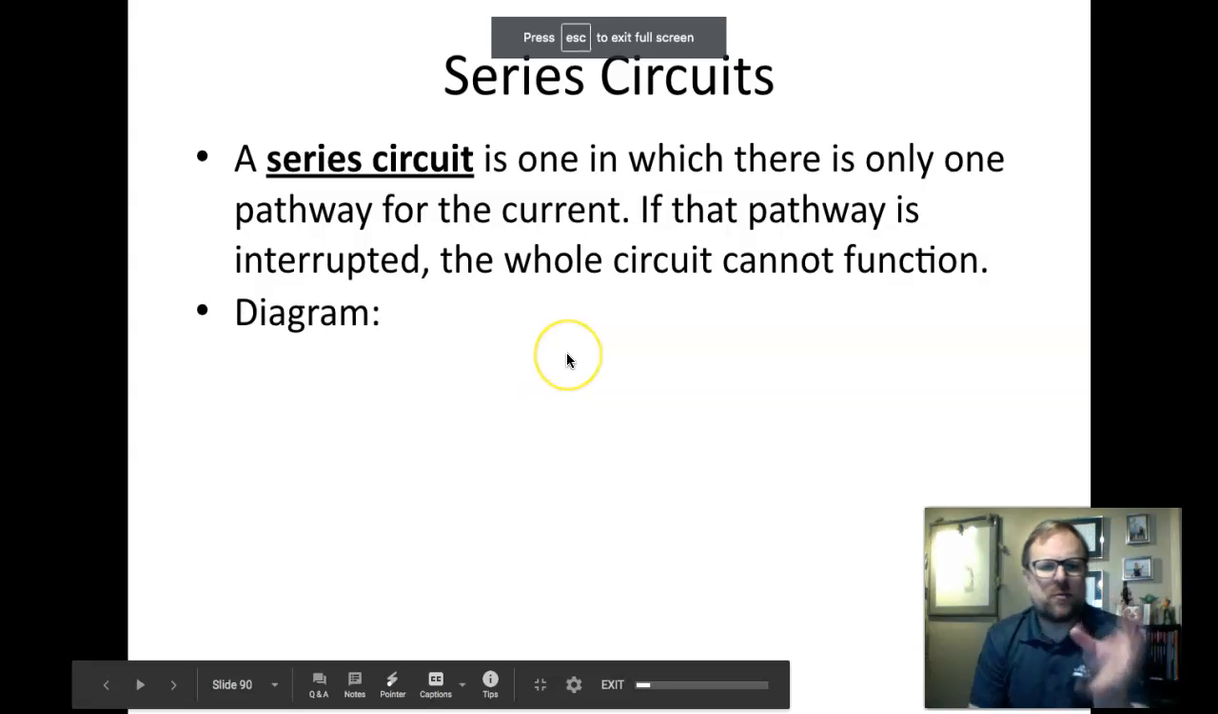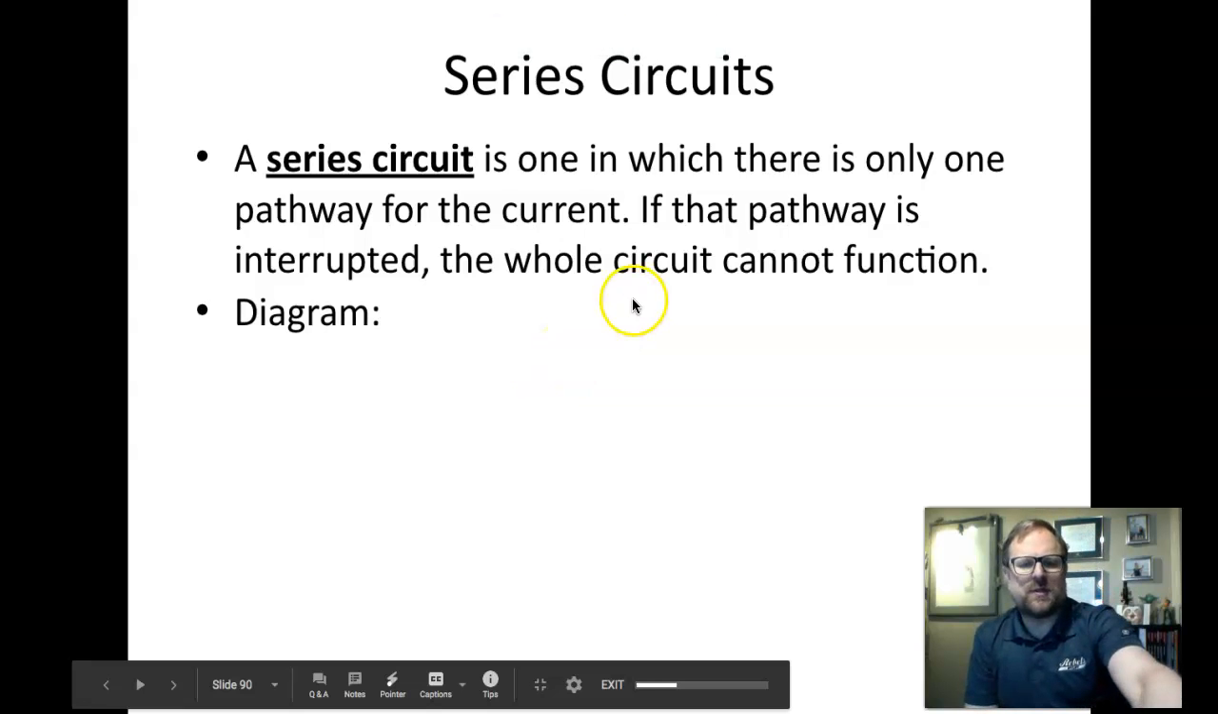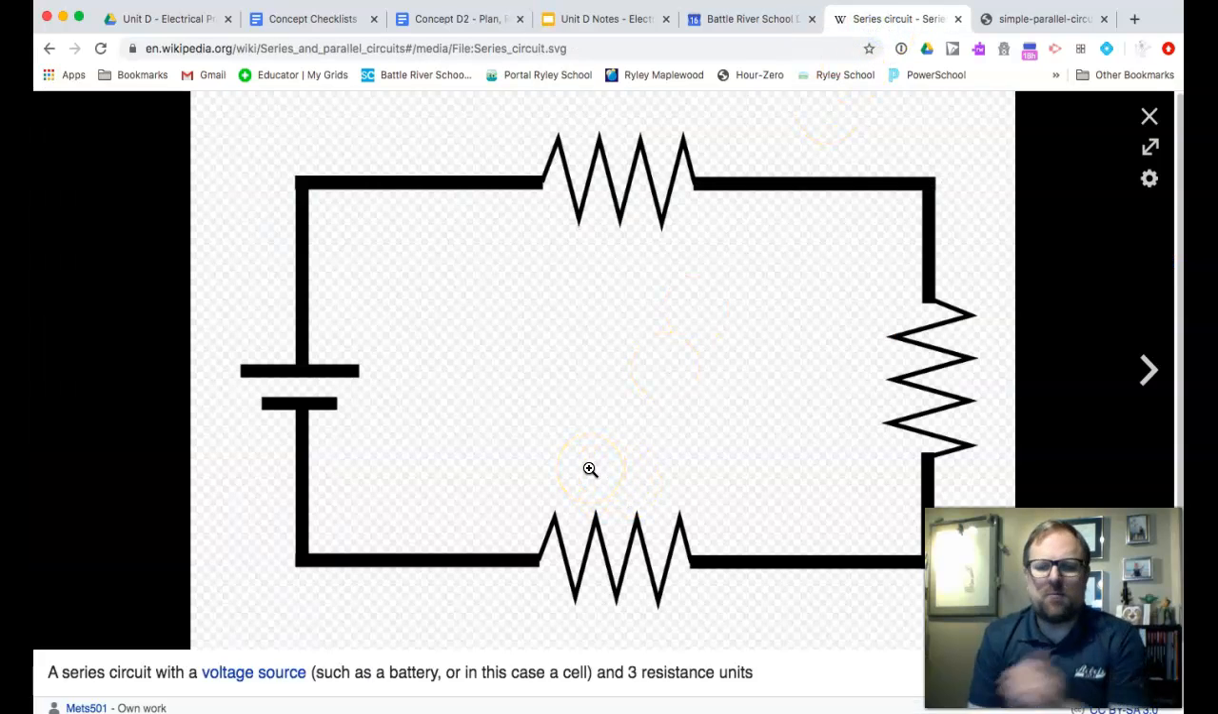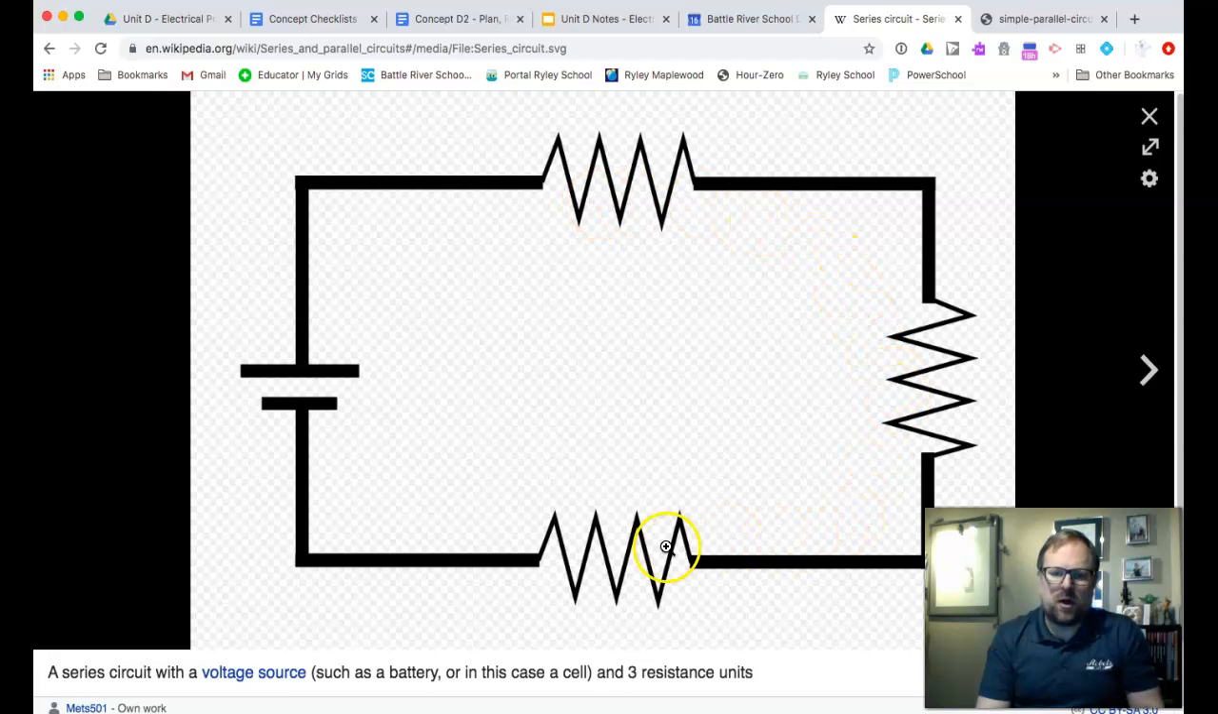So remember, we're talking about series circuits, and this is a diagram that I would show you of a series circuit. A series circuit means that whatever resistors you have are hooked up in order along the same line. So there's a resistor here, here, and here, and electricity is flowing this way around, and the electricity passes through each one of these in sequence. And if I made a cut, let's say down here, the electricity for the whole system would shut down and all of these would go out.